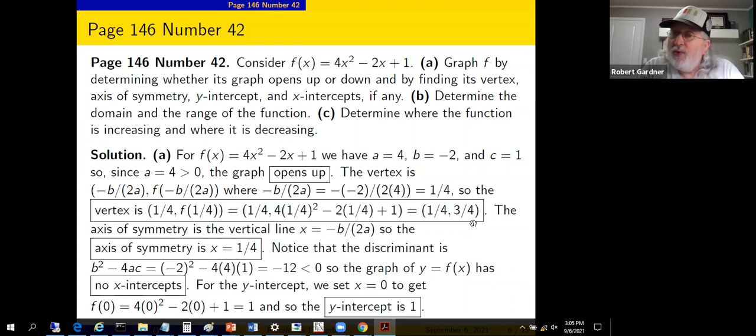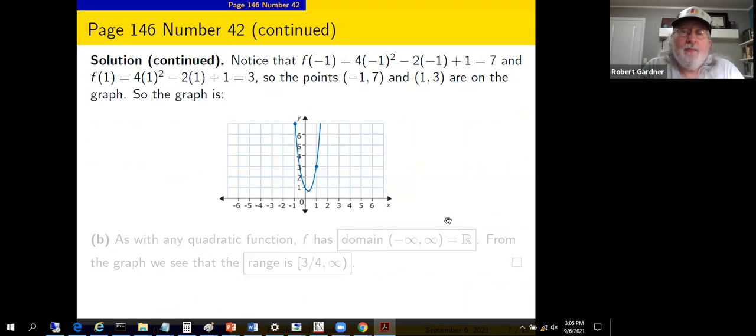Okay, (1/4, 3/4) will be the vertex. We'll start with that. So we'll go to (1/4, 3/4), my usual little image of graph paper here. There's the vertex, the lowest point. The y-intercept was (0, 1). There's the y-intercept. We know it opens upward. Well, how widely does it open upward? Does it open really widely or really narrowly?